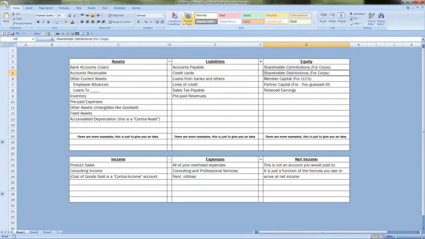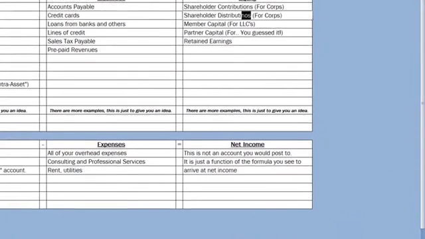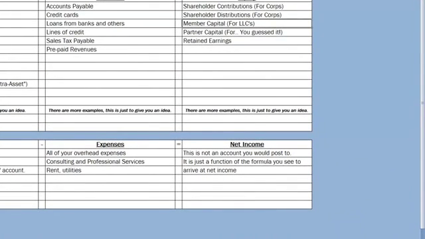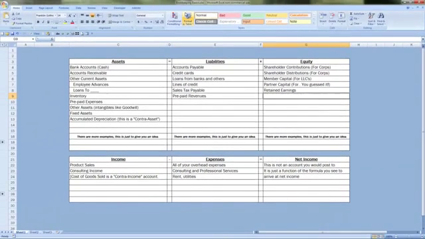Not distributinos. Distributions. Member capital would be for LLCs. Partner capital for, of course, my sense of humor comes in here, you guessed it, a partnership. And then retained earnings, of course, applies to all the types. There are other equity accounts that you'll find in there.